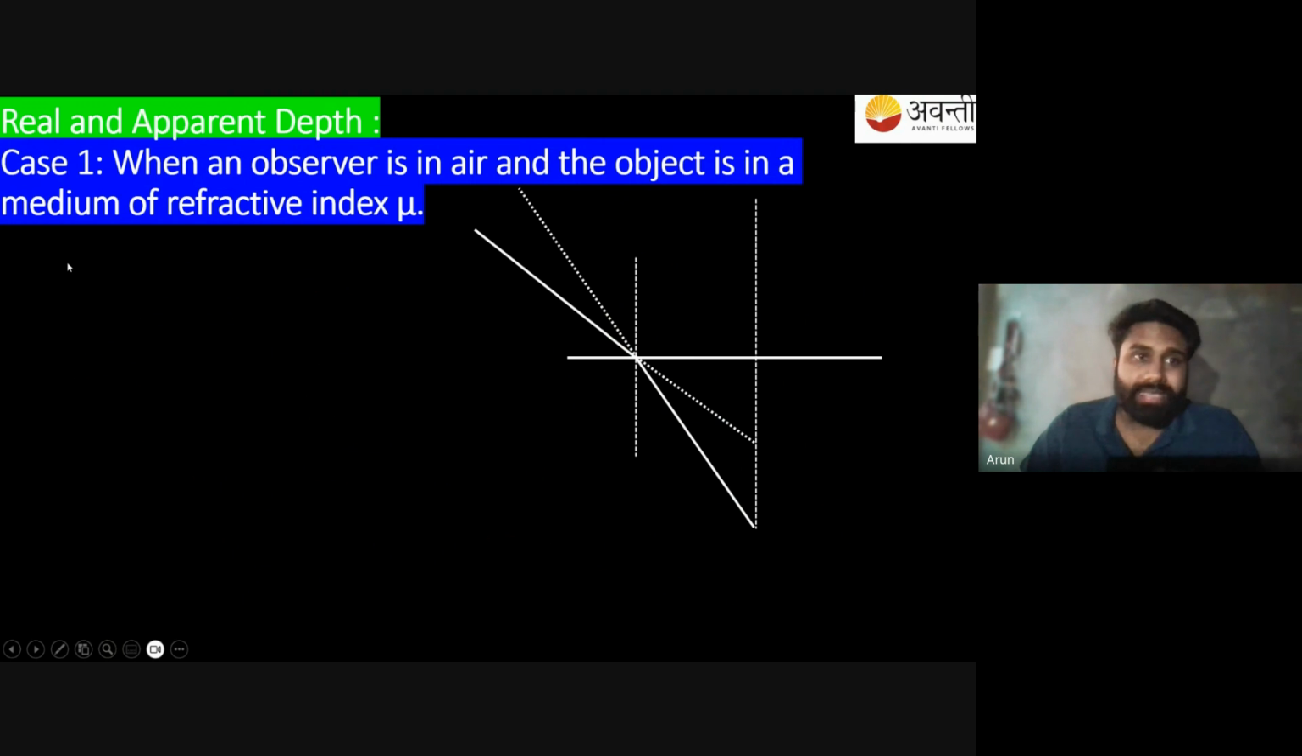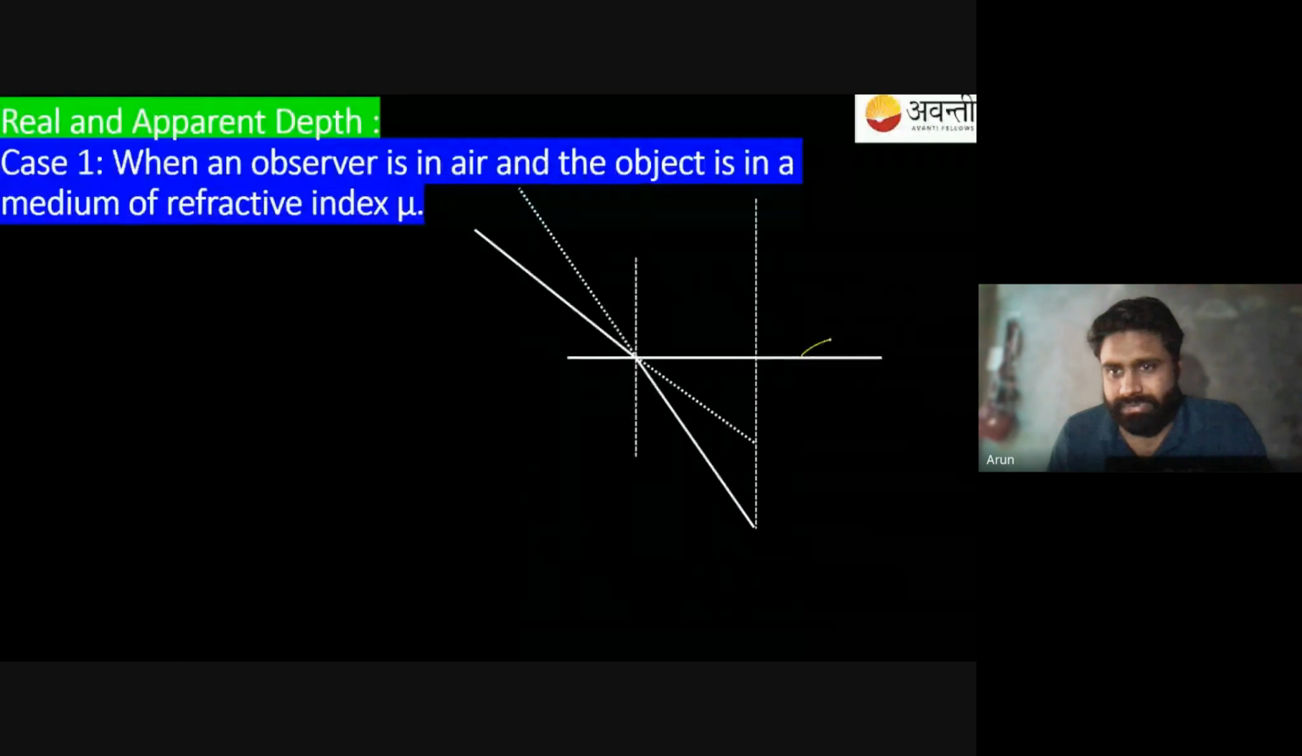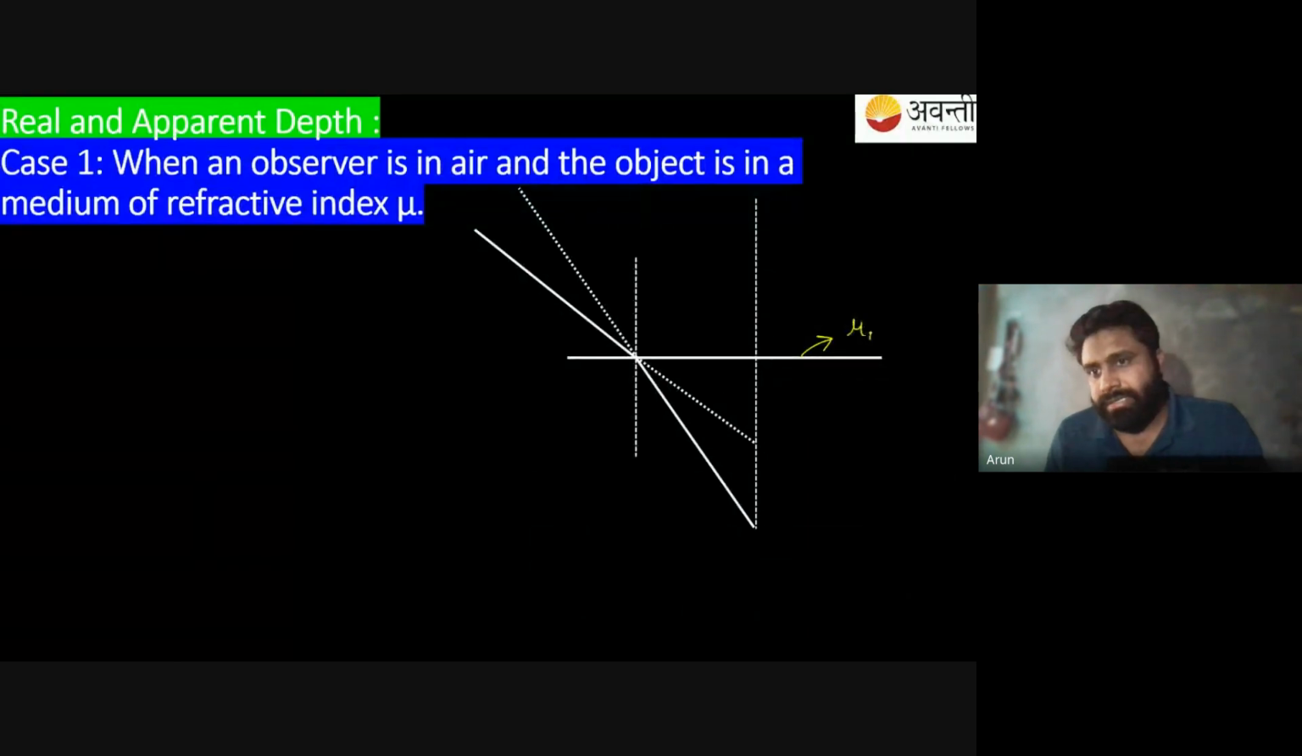Now, the case of real and apparent depth, I have told you about real and apparent depth. So first here we will discuss, like we have discussed it, this is the refractive index mu1 of medium 1. This is medium 1. This is medium 2 and having refractive index mu2. So this is the object that we have here.